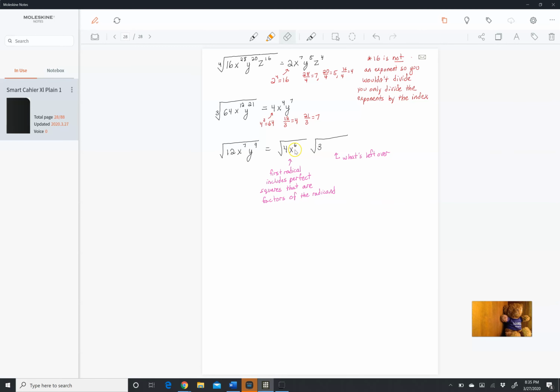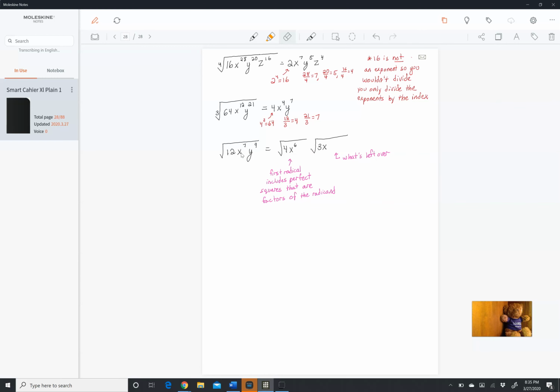Okay. And what's left over? Well, we have 6 x's, so we need one more. That's what's left over here. And if we multiply x to the 6th and x to the 1st, based on the property of exponents that says that if the base is the same, you add the exponents, x to the 6th times x to the 1st is x to the 7th. Okay, so we just broke up the x to the 7th.